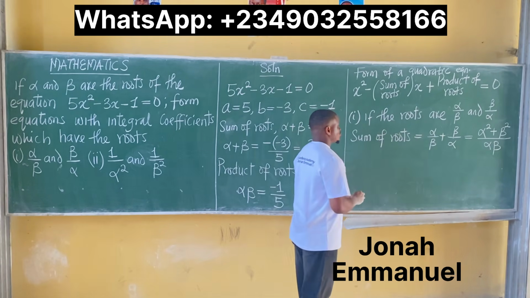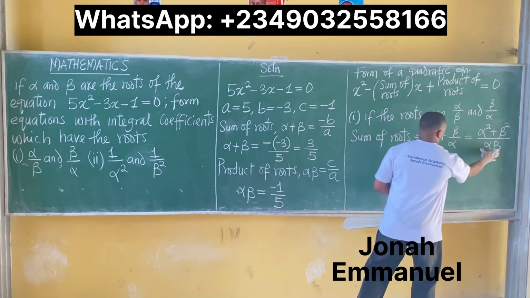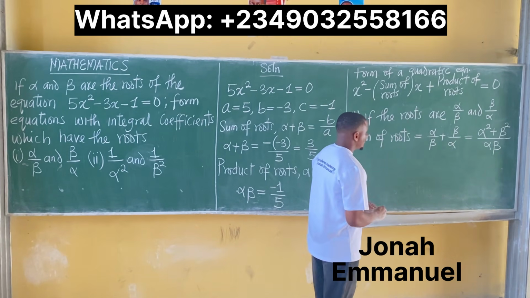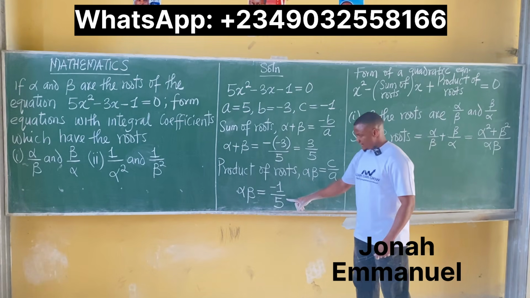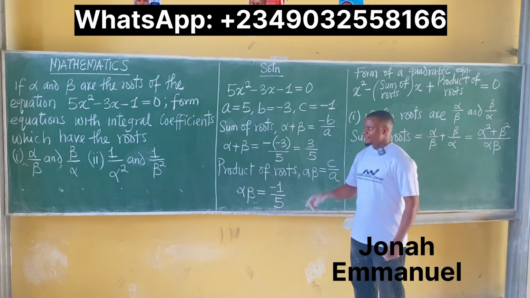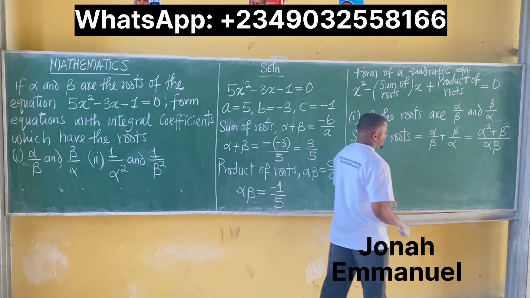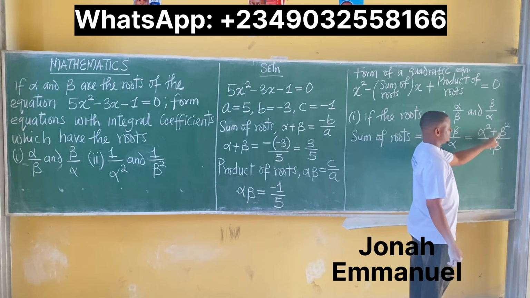All right. So you have this. Sum of roots will give you this one here. Let's impute values. We already have a value for alpha beta. Alpha beta, as we had, is here. Look at the value here, minus 1 over 5. But then we do not have a value for alpha squared plus beta squared.